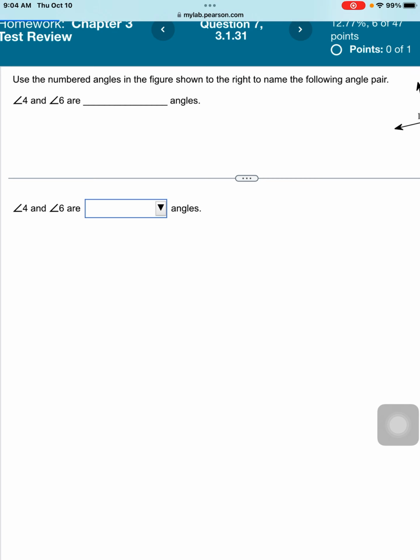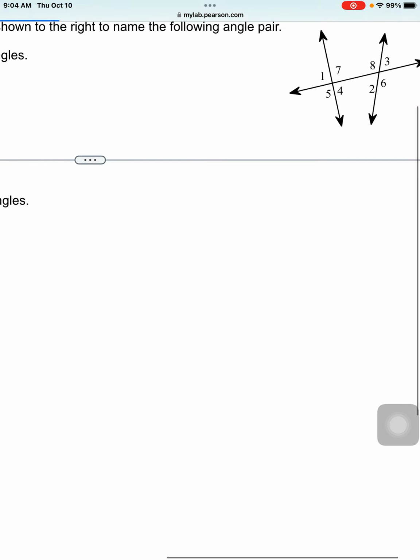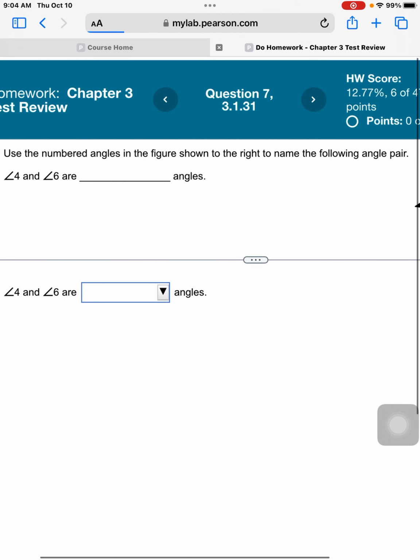Angles 4 and 6 are what type of angles? Well, once again, they're on the same side of the transversal, and the transversal is this horizontal line, right? Or sort of horizontal. They're on the same side of the transversal. They are non-adjacent, and one is in the interior and one is in the exterior. So 4 and 6 would be examples of corresponding angles.